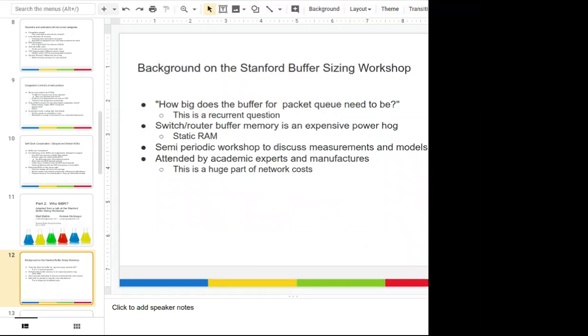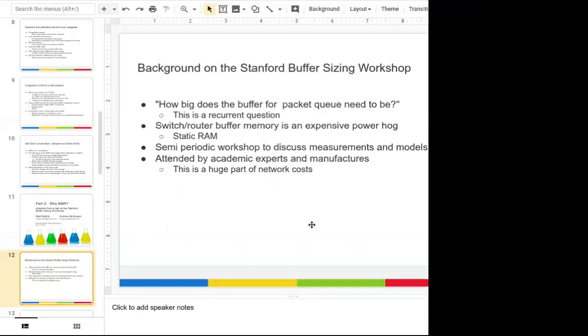This has been a recurrent question for years and years, and there have been semi-periodic workshops at Stanford to talk about this problem. They get together the experts in the field, the academic leaders, and key representatives from the manufacturers. And they talk about and explore ways of understanding buffer memory requirements. They look at measurements, they look at models, they look at theory, and there's been a lot of good stuff that has come out of this workshop over the years.